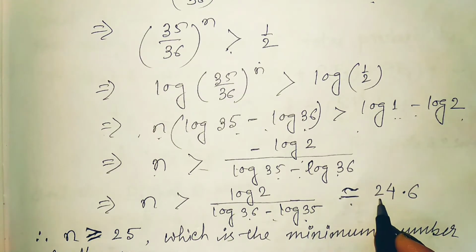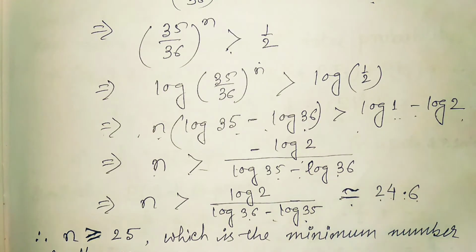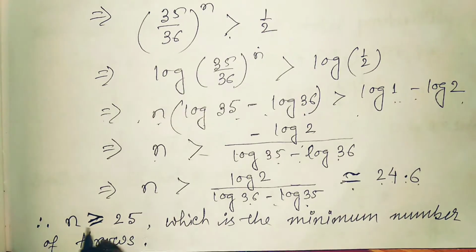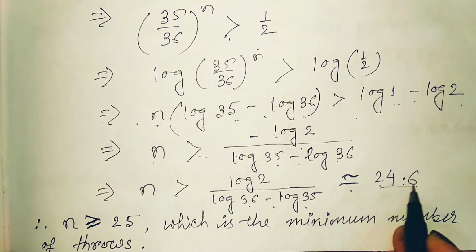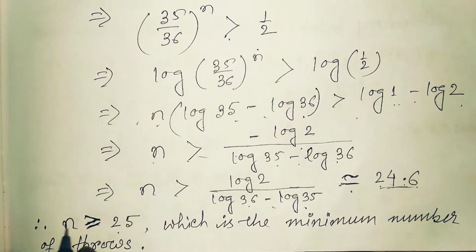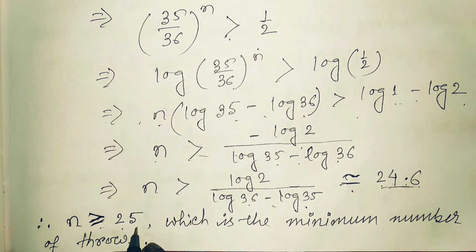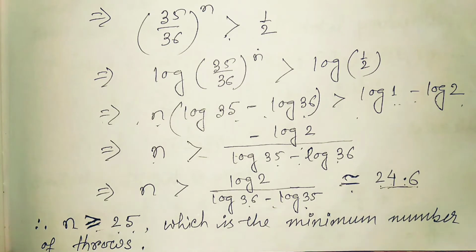which is approximately equal to 24.6. Therefore, we can say that the number of throws is definitely not a fraction. So the nearest whole number is 25. So n should be greater than or equal to 25, which is the minimum number of throws.